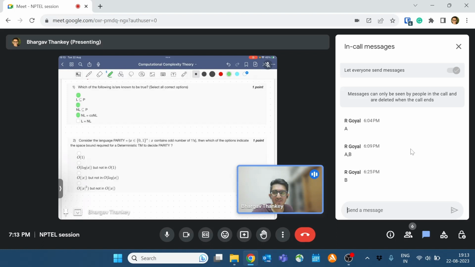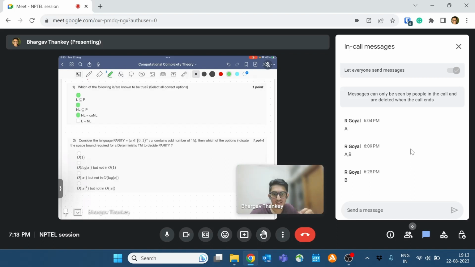So if you want to give a very high level idea, the idea is relatively simple. So what do you want to show? You want to show that path is in NL, right? And you have the certificate definition of NL, right?